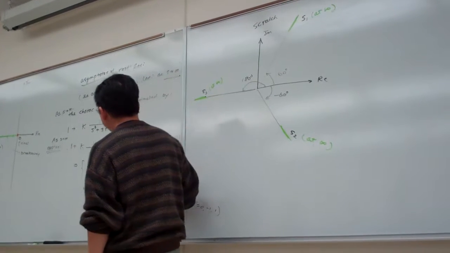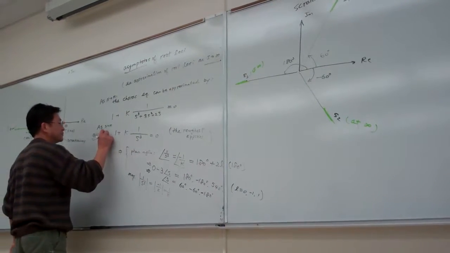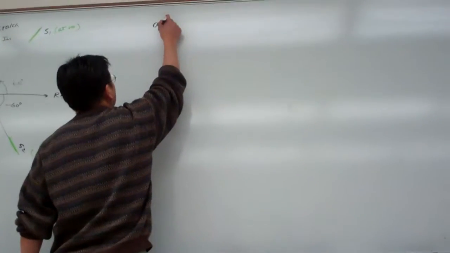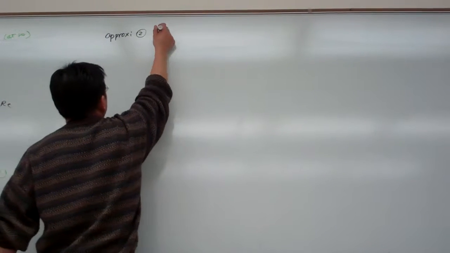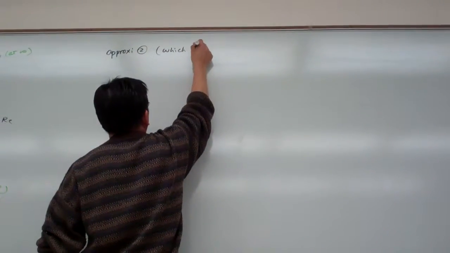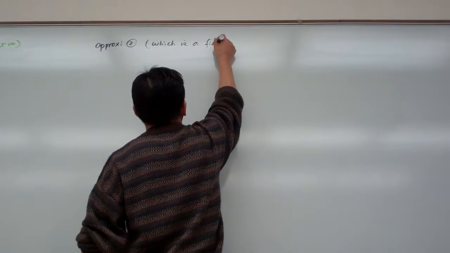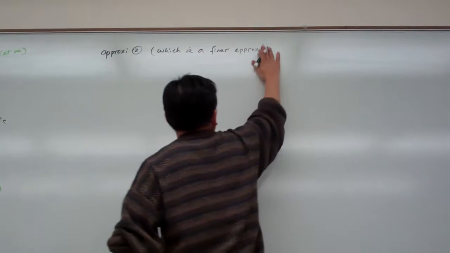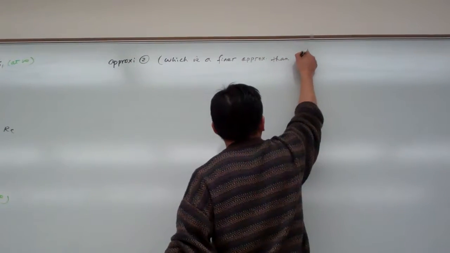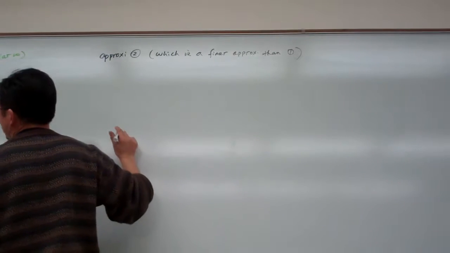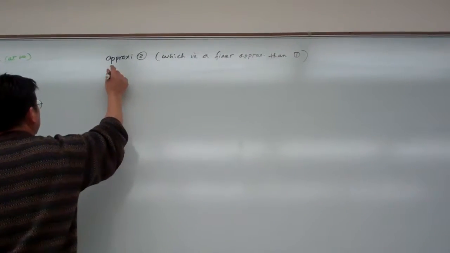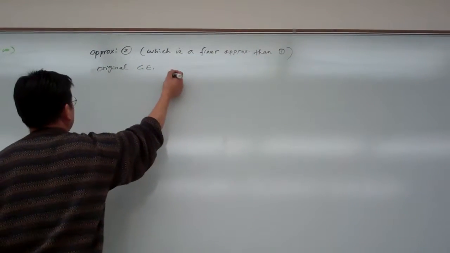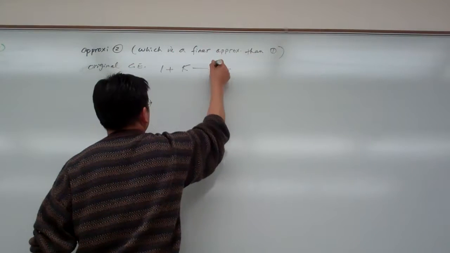So here is approximation 1. Okay, so approximation 2, which is the final approximation, then 1. Okay, so here again, our original characteristic equation is 1 plus k over s cubed.